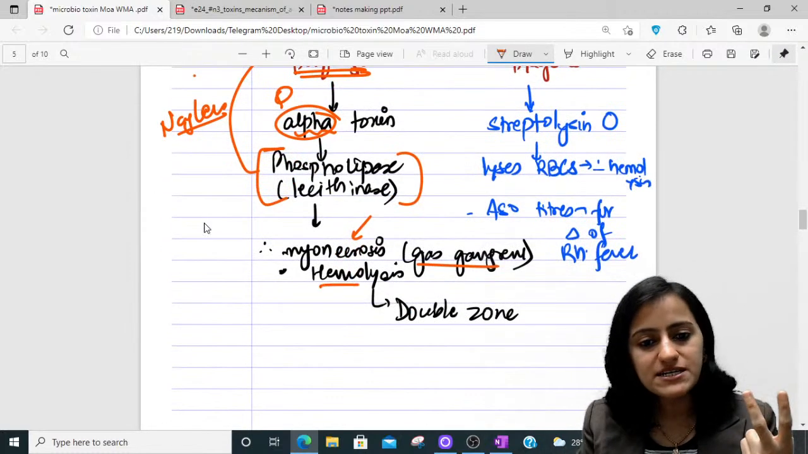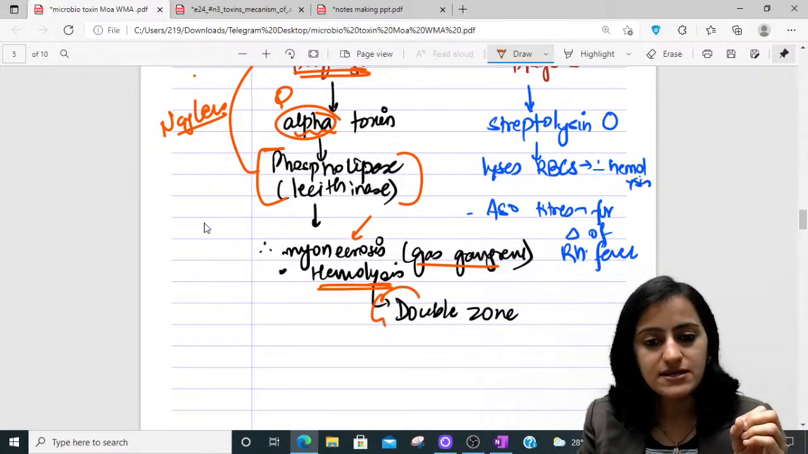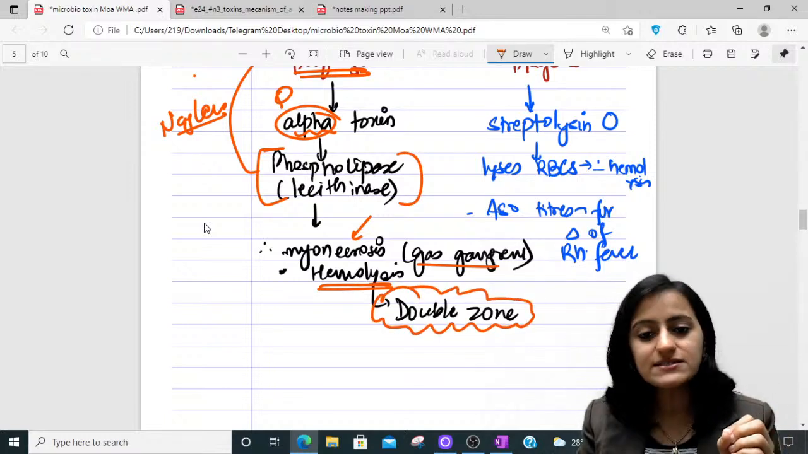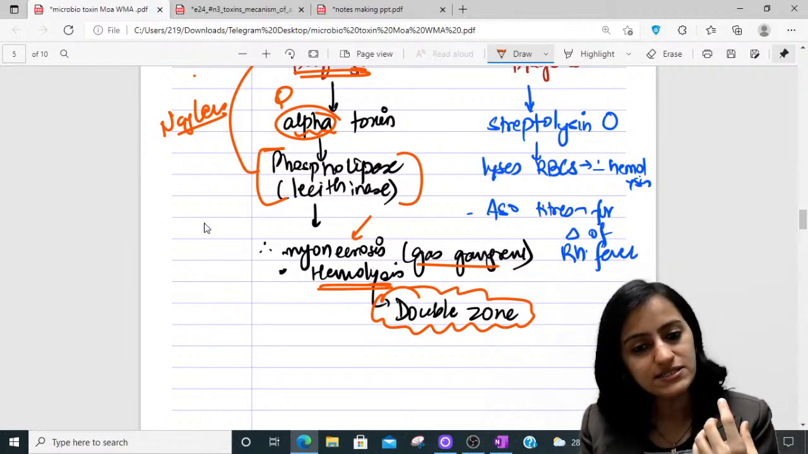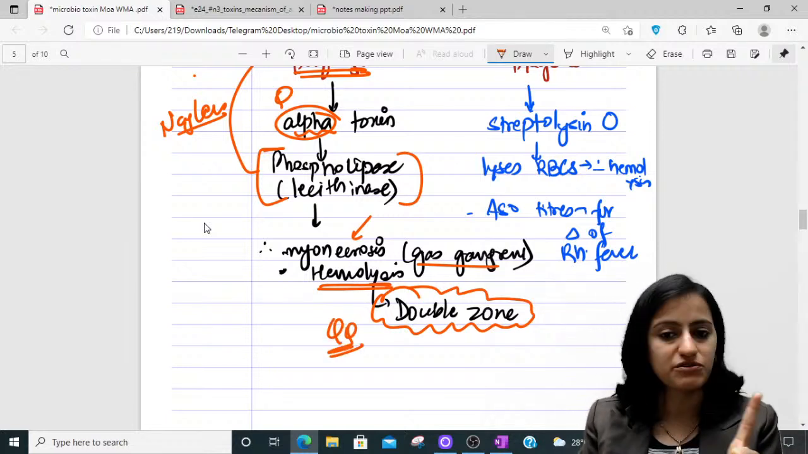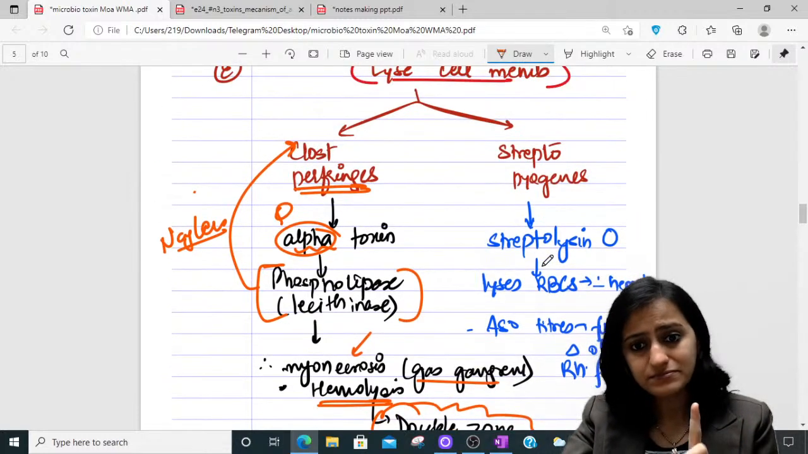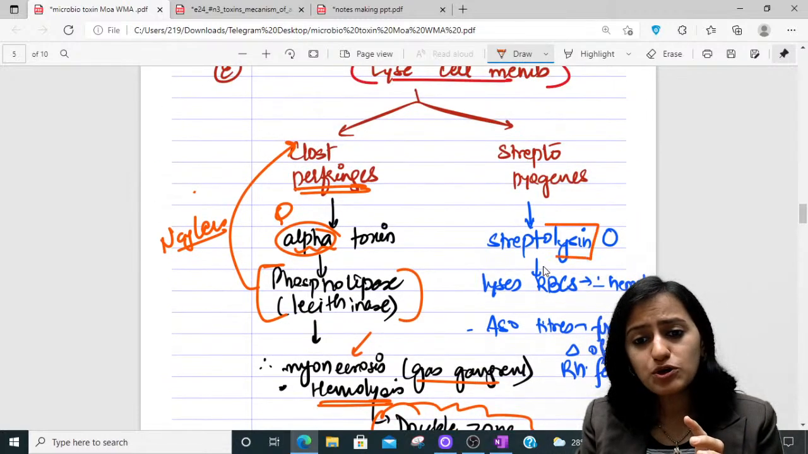Lysis of the RBC membrane leads to hemolysis. What do you get on hemolysis? A double zone, like target hemolysis. The double zone hemolysis is seen with Clostridium perfringens. Please remember that. Next, your streptolysin O.